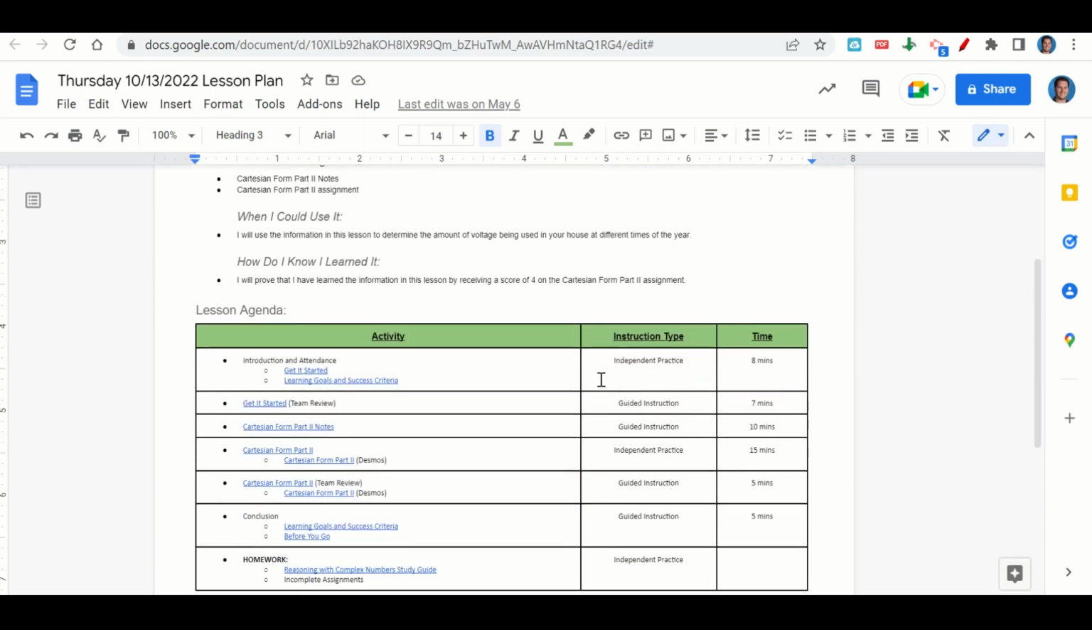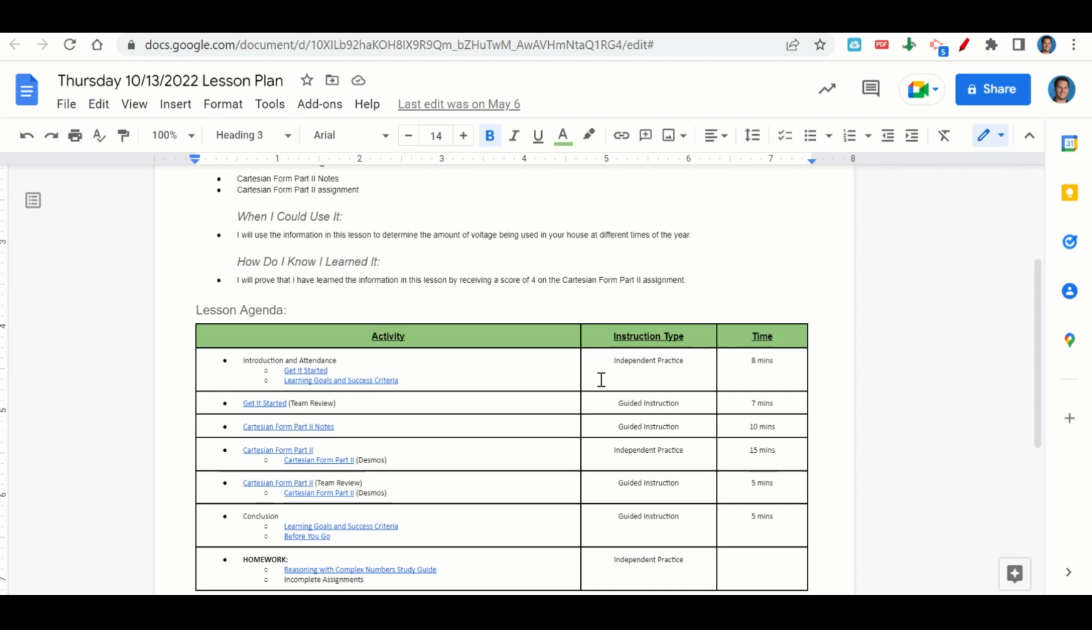Now let's take a look at our agenda for today. We will begin by going over the learning goals and success criteria. While we do that, you'll fill out your Get It Started. Once you've completed the Get It Started, we'll go over it together and answer any questions that you may have. After that, we'll go over the Cartesian form part 2 notes, and then I'll give you time to complete the Cartesian form part 2 assignment on Desmos. Once you've completed the assignment, we'll go over it together and answer any questions that you may have.